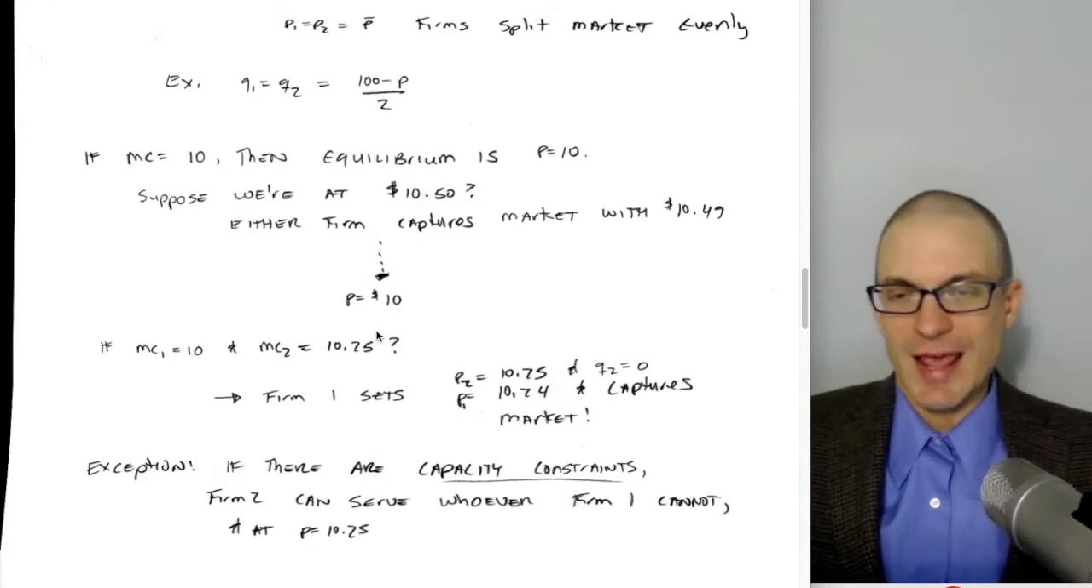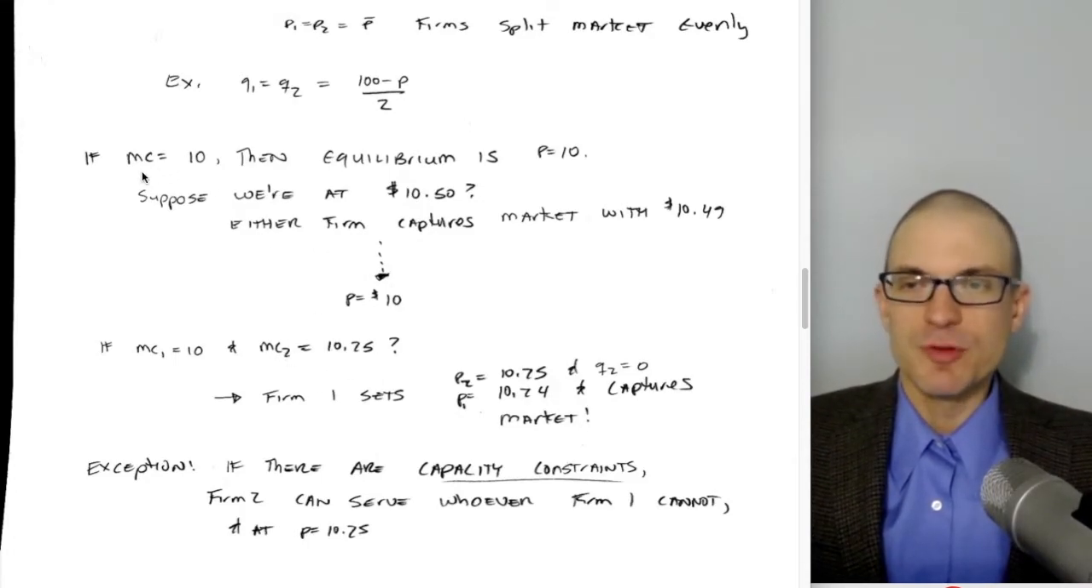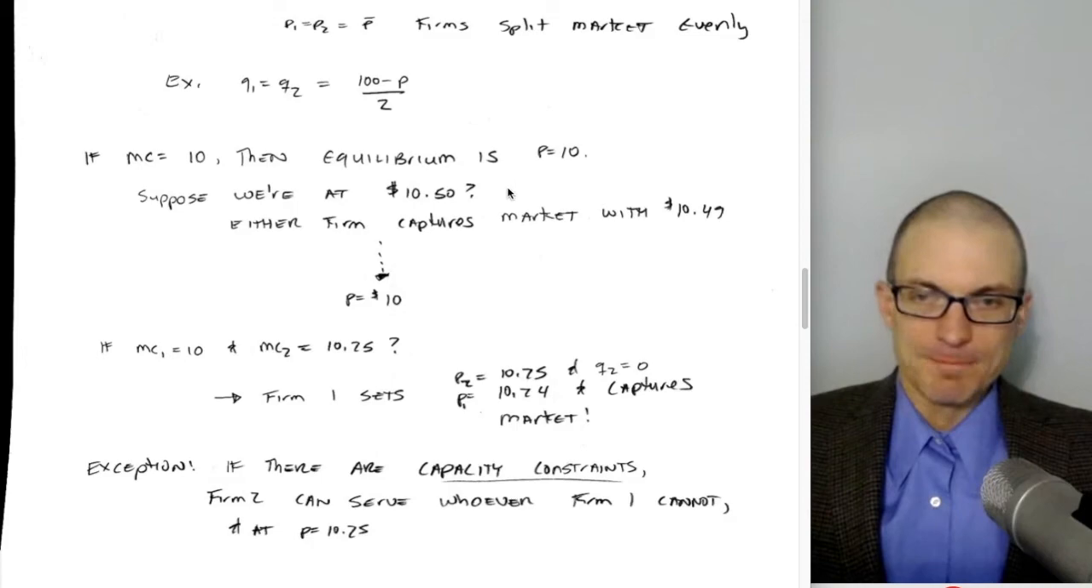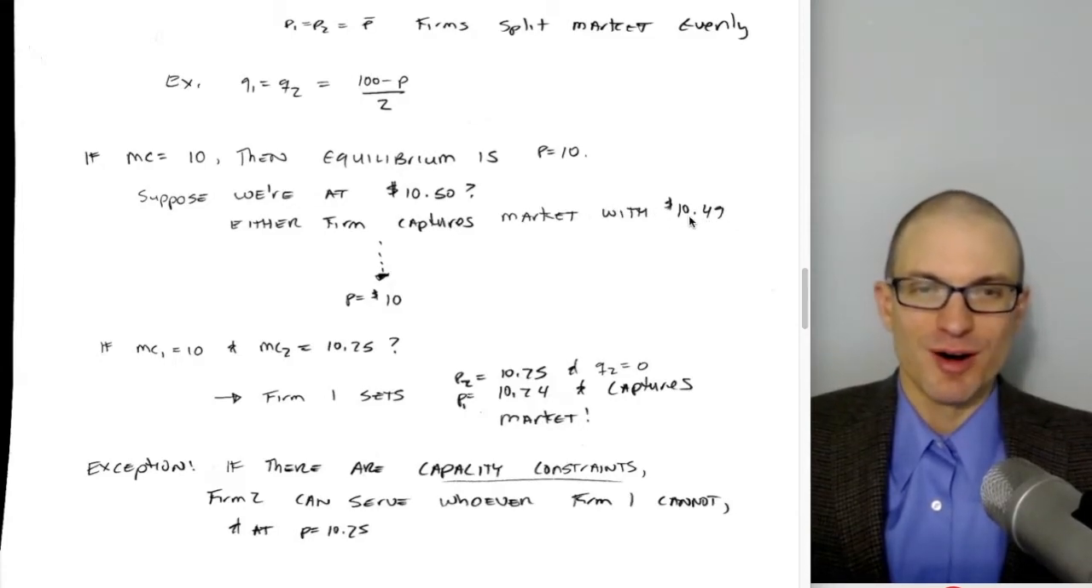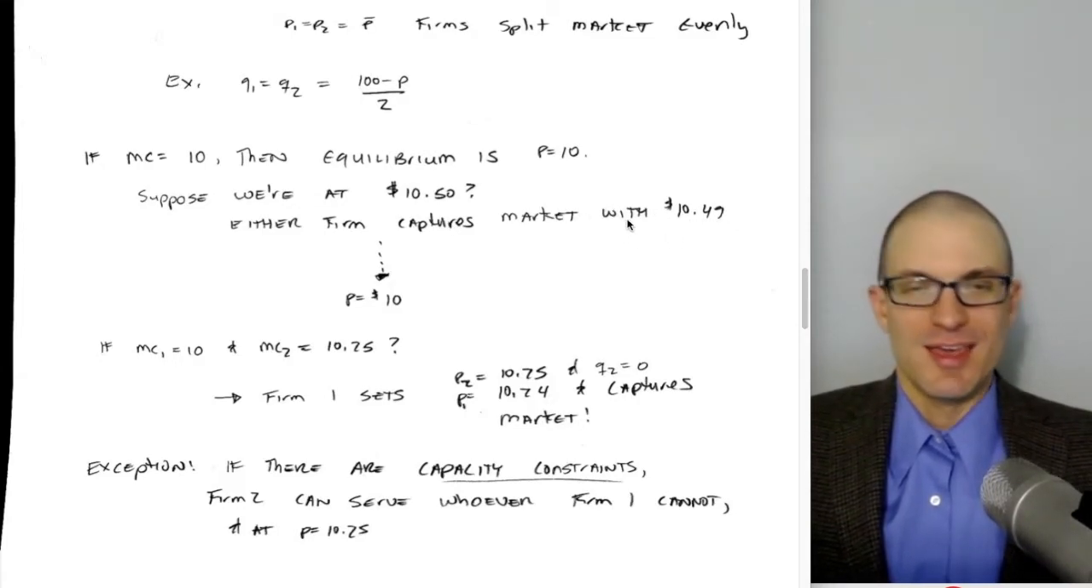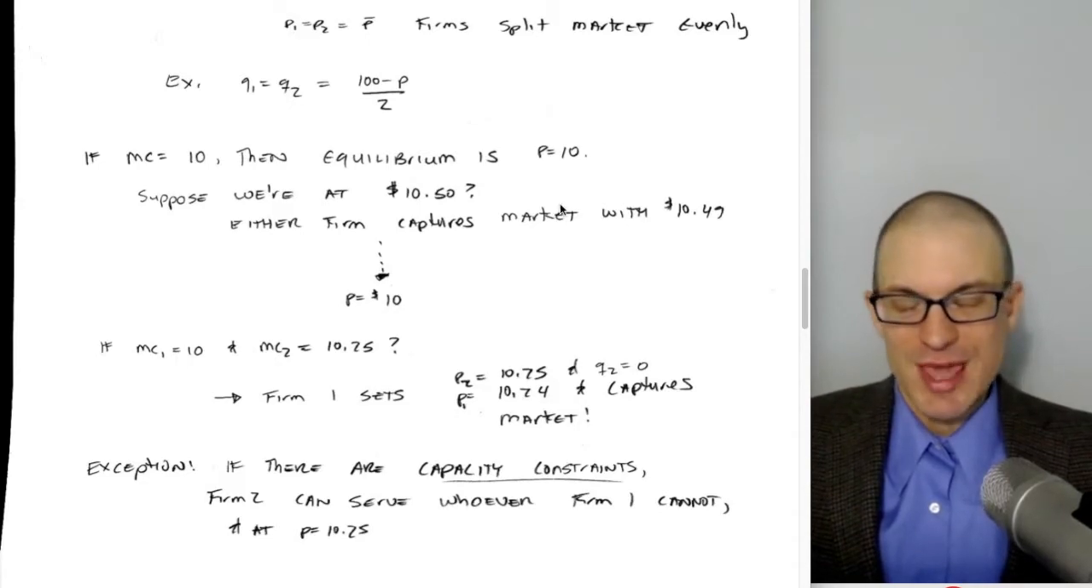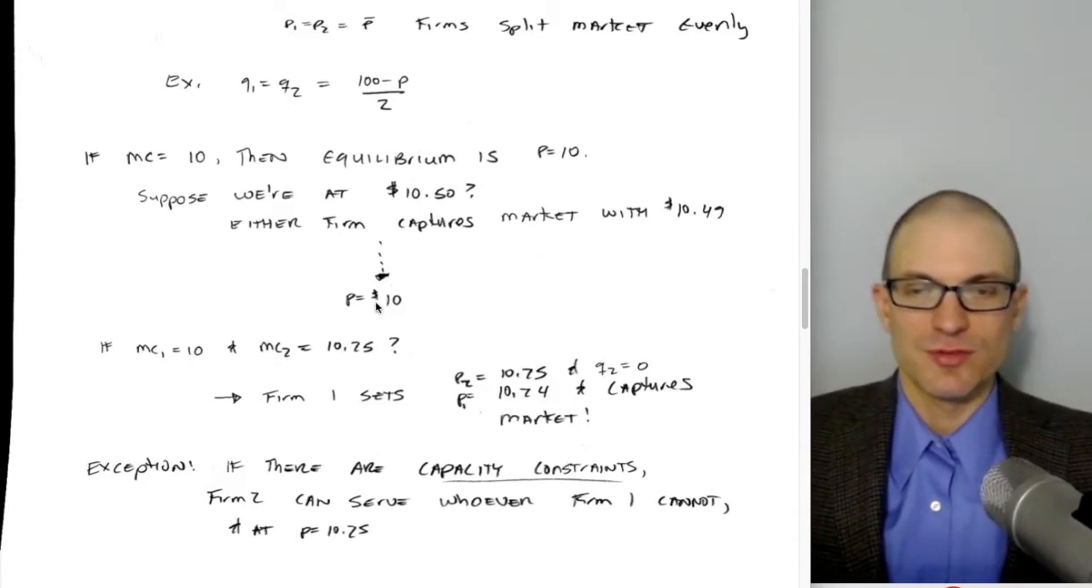So first I'll do the dynamics, then I'll think about no longer having the same price. Suppose marginal cost was 10. The equilibrium price we know is 10. What if the price was 10.50? Then what happens? One of the firms is going to want to capture the market with 10.49, and then the other firm is going to capture it back with 10.48, and so on and so forth, all the way down to a price of 10.